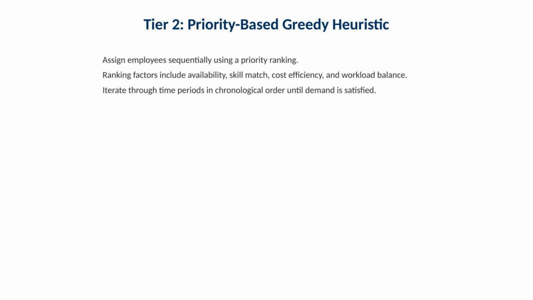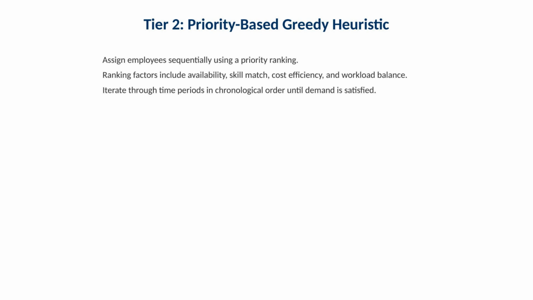Tier 2 uses a priority-based greedy algorithm. Instead of solving the full integer model exactly, it constructs a schedule step by step, assigning employees to shifts based on a ranking rule. The ranking can combine availability, skill match to current requirements, cost efficiency, and workload balance.